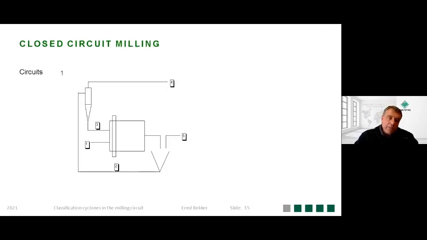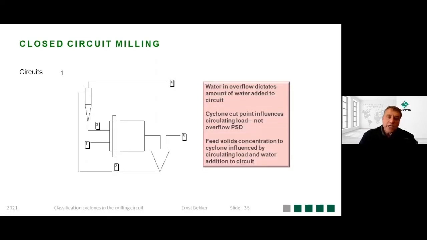In a general or typical closed circuit milling unit, the feed enters either at the mill back end, but you can also have material entering the mill discharge, feeding to the cyclone, and you then have the underflow returning to the mill and the overflow leaving for the next circuit.